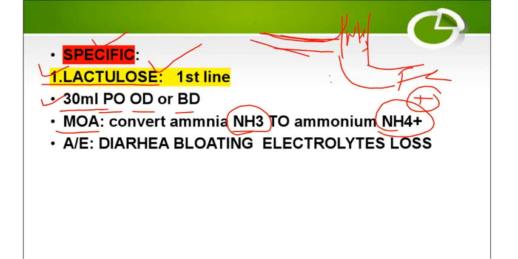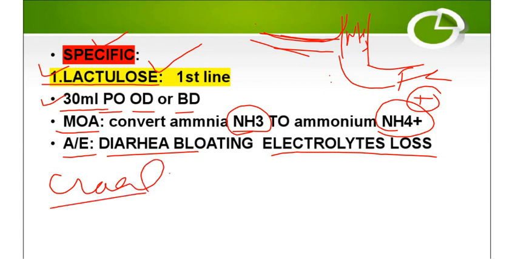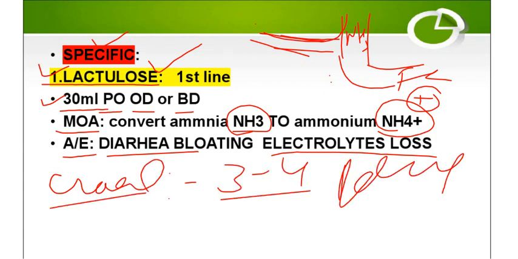The adverse effects observed with lactulose are diarrhea, bloating or electrolyte loss. That should be kept in mind, and your goal should be, how much lactulose should be given? 3 to 4 stools per day, that is the goal. So this is the first line specific management, that is lactulose.